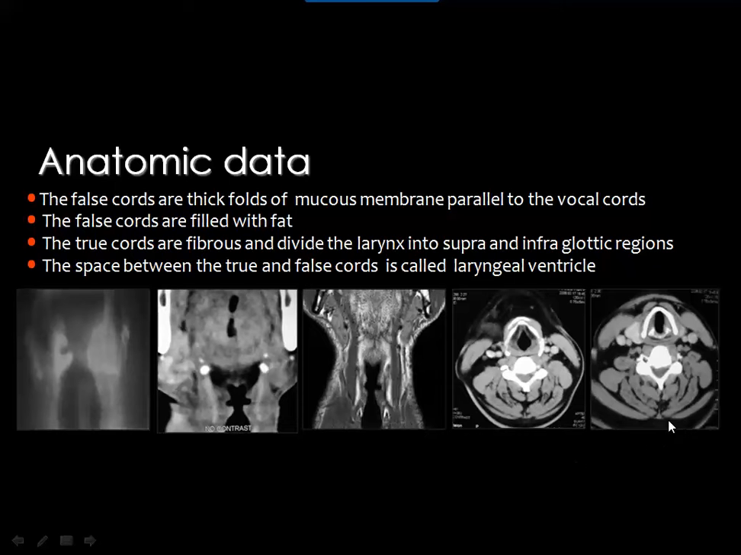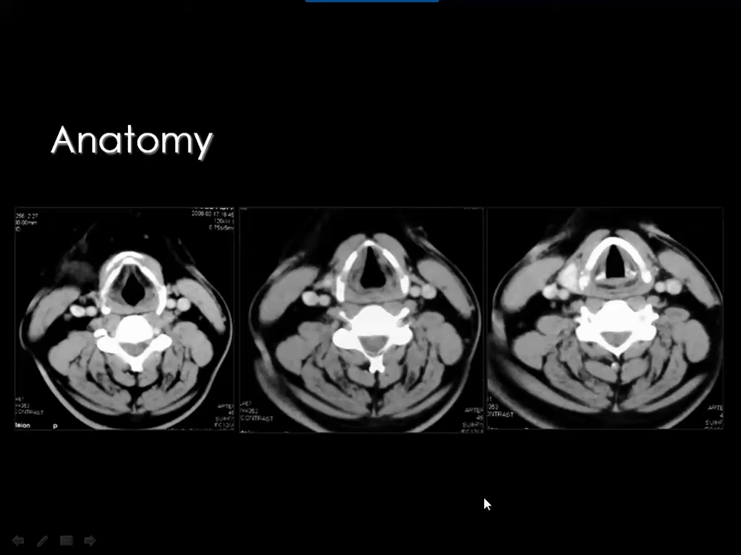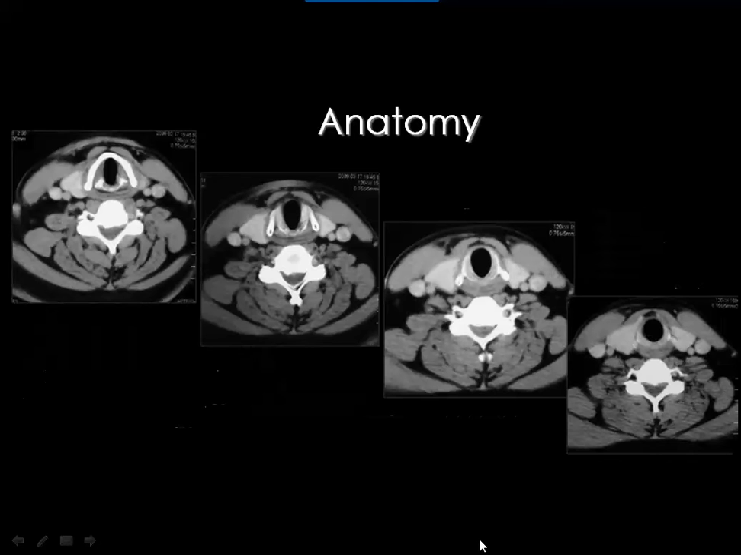Then first you identify the true vocal cord, then you go upward by a section or two, then you are able to see the false vocal cord, which is not a true cord, it is a mucosal fold containing fat. Then this is the true vocal cord. This is the arytenoid cartilage, the true vocal cord. You go upward, then you are able to see the false vocal cord.